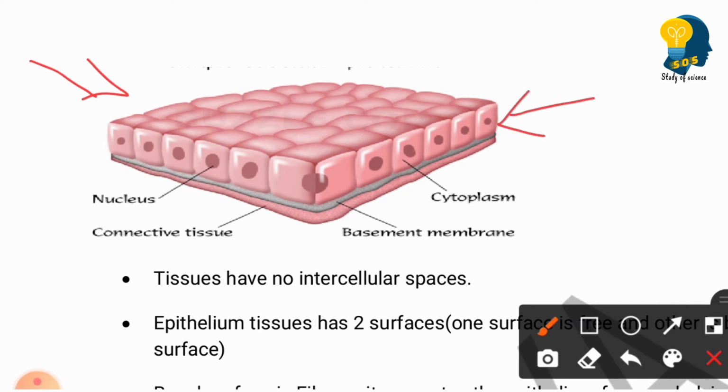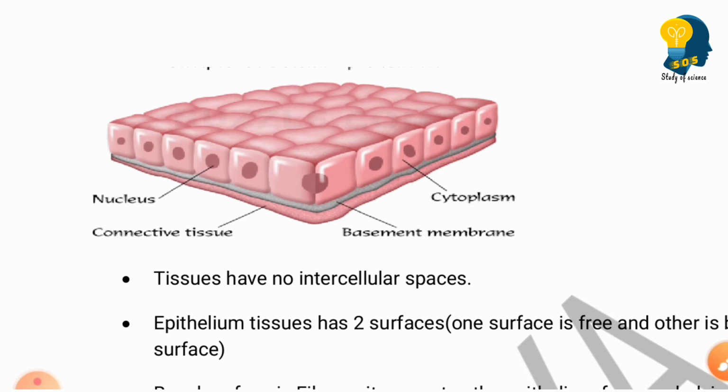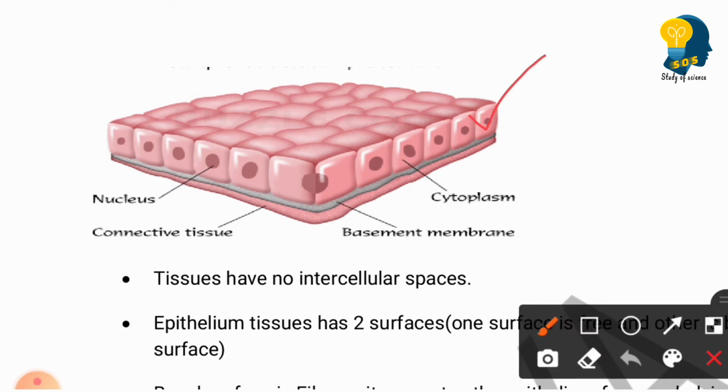There is no space between one cell and another cell, so there are no intercellular spaces between these cells. They act as the boundaries, correct? You can observe here that epithelium tissues have two surfaces. One surface is on the top and one is below.